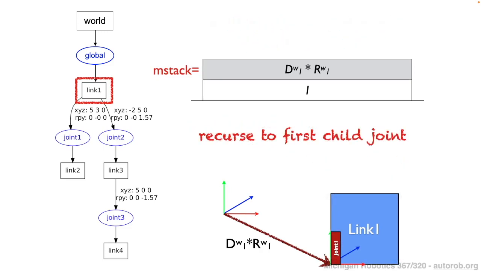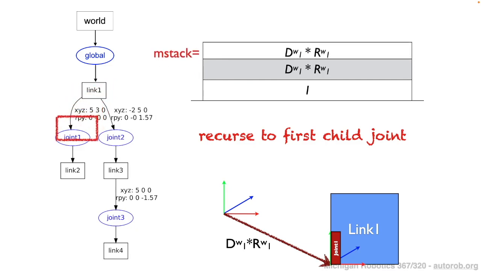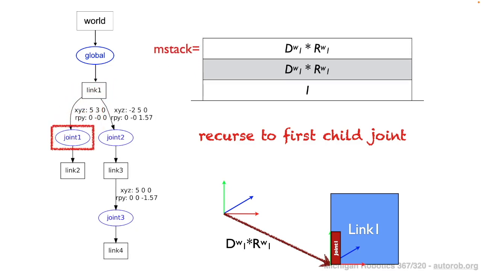By applying this transformation, we can position our link correctly. The next step is we need to position, let's say, joint 1 to start with, correctly within the frame of the world. And so to do that, we're going to recurse down to joint 1.